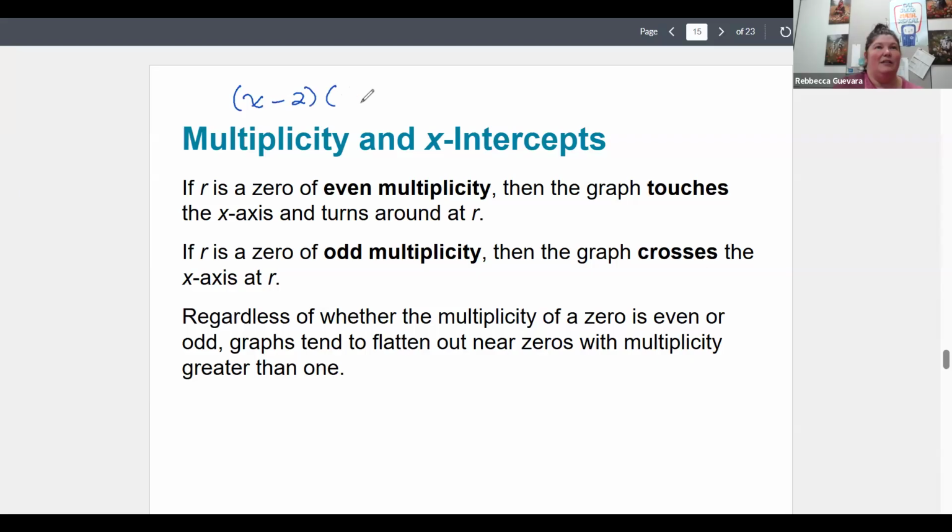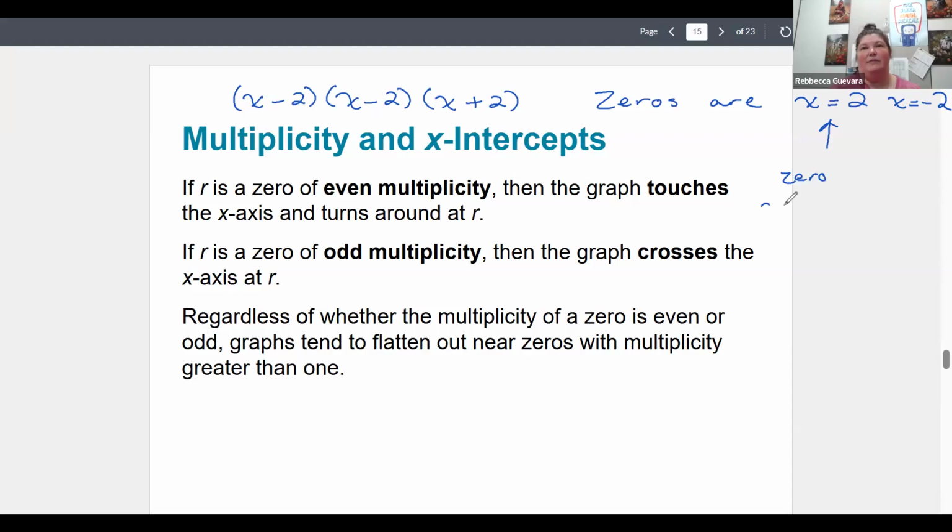So if I have something like this, we know that the zeros are going to be x equals 2 and x equals -2. However, the one zero appears twice. Although it appears twice, we'll only list it one time. But when you look at the graph, as we'll see in a moment, that has an effect on what's going to happen.